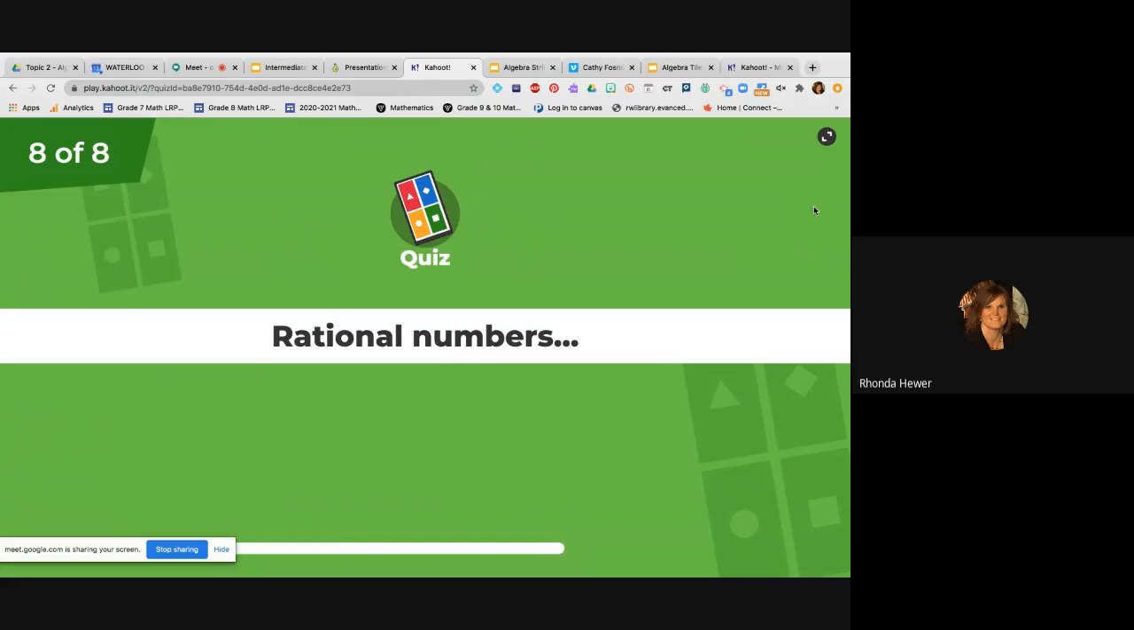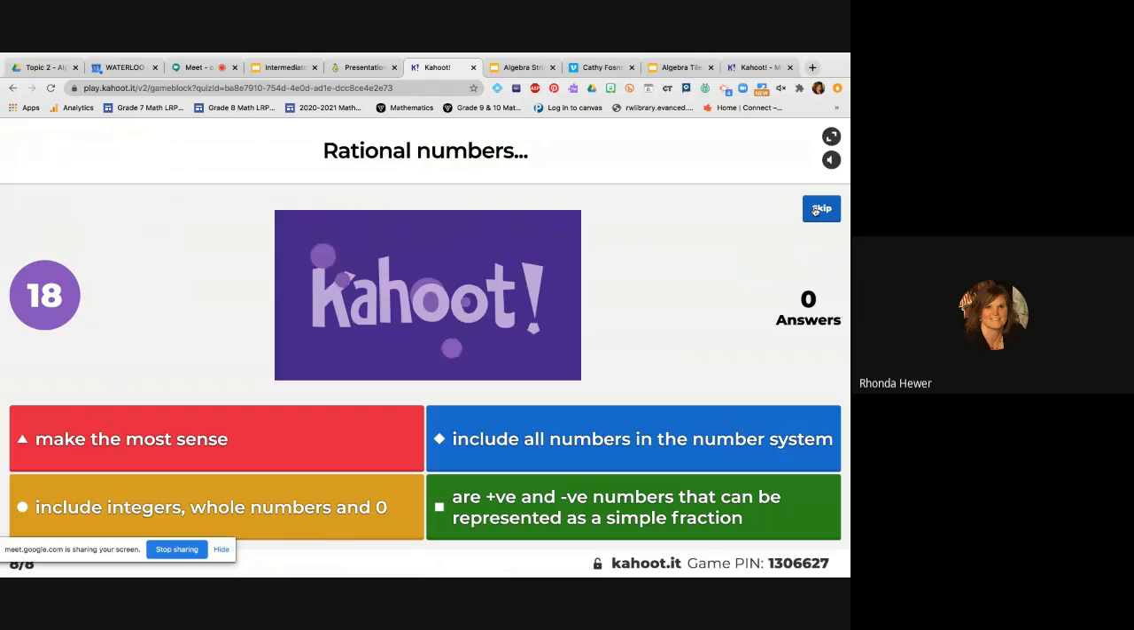SJ, I want to say it's like St. Jacobs. Okay, so rational numbers are what? Rational numbers what?